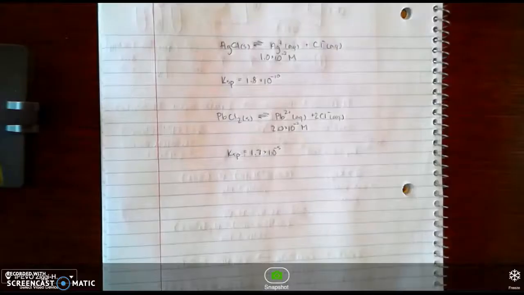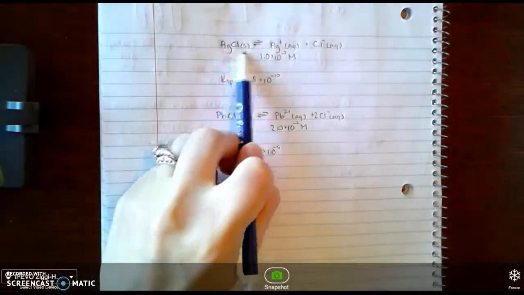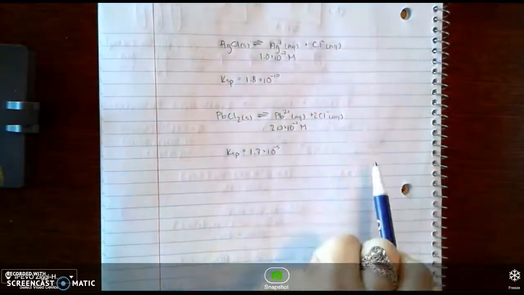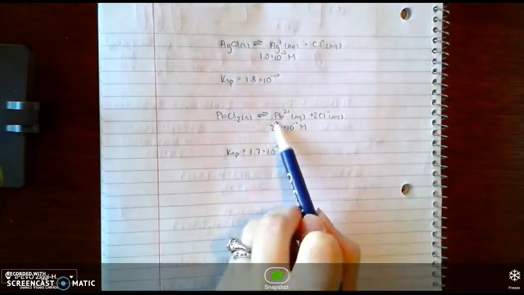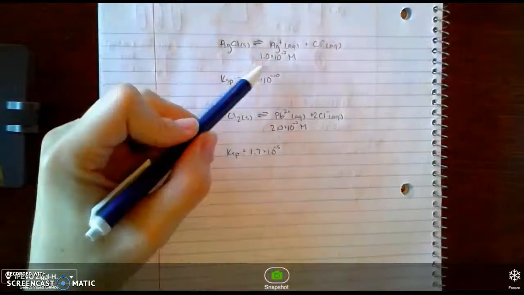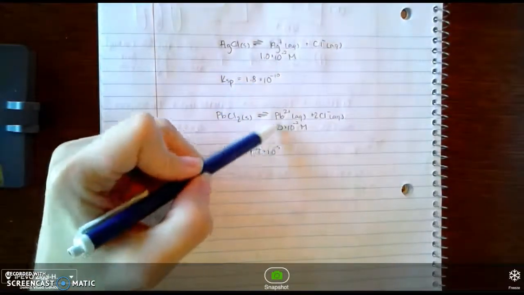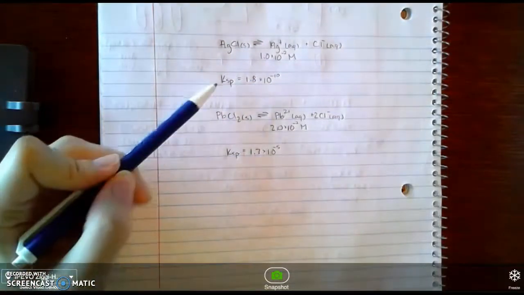Here I've just summarized the information in the problem. I have the potential to form silver chloride, which would dissociate into silver ions and chloride ions at equilibrium, and the potential to form lead chloride, which would dissociate into lead ions and 2 chloride ions at equilibrium. Now I've made note of the concentration of silver already in my solution and the concentration of lead already in my solution, and then the KSP values for both.